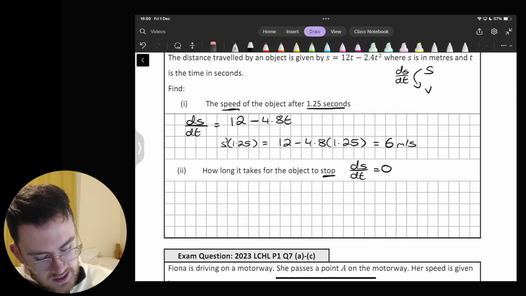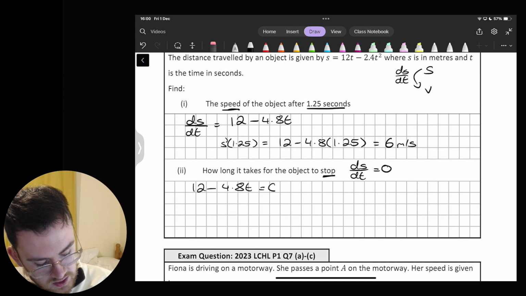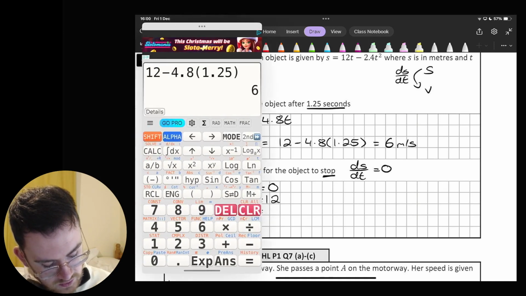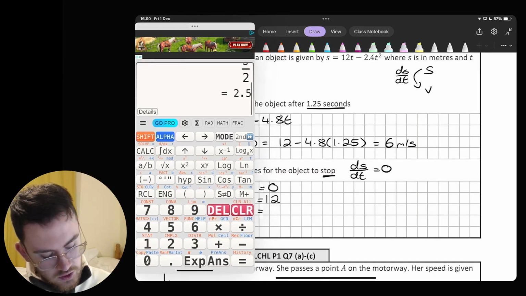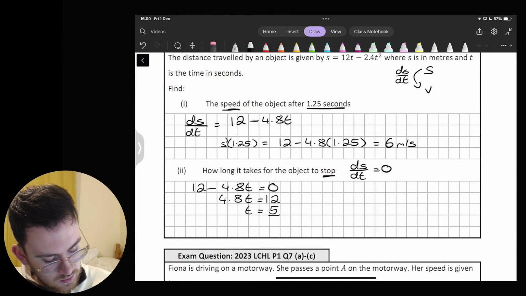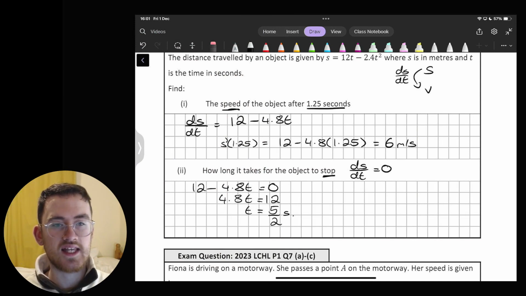I'm thinking speed is equal to 0, so let's set my derivative here equal to 0. So I get 4.8t is equal to 12, and t is equal to 12 divided by 4.8, which is going to be 5 over 2, or 2.5. Okay, so we'll go with 5 over 2 seconds for that last part.